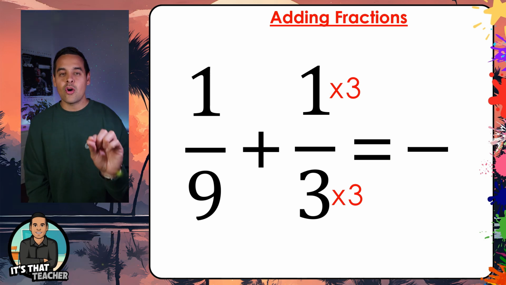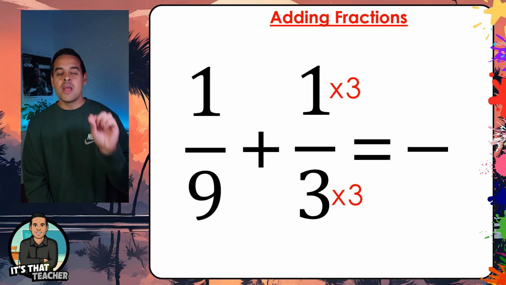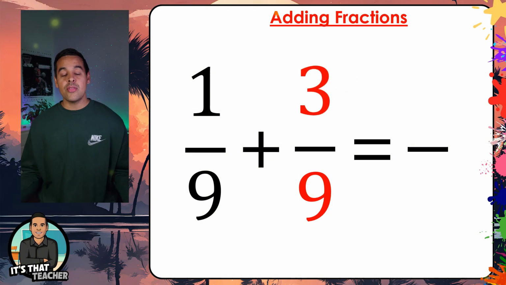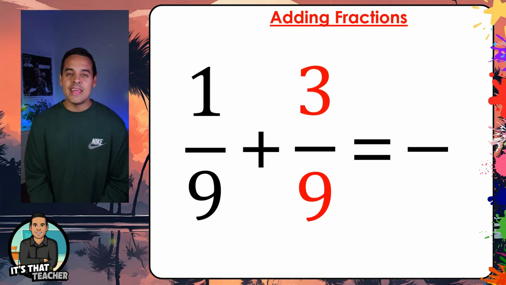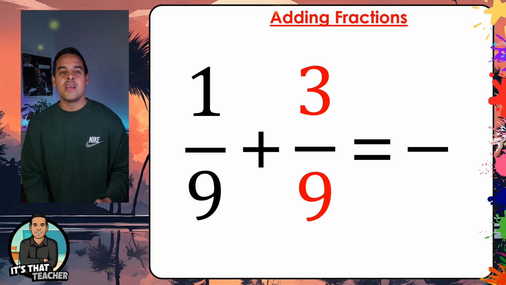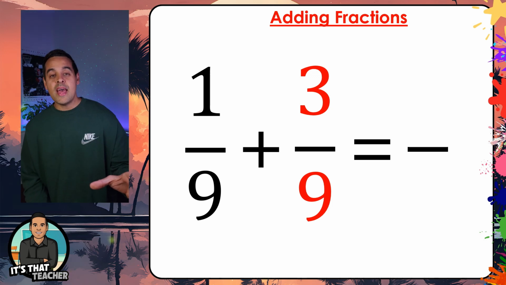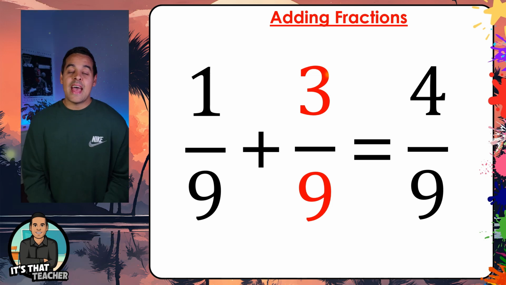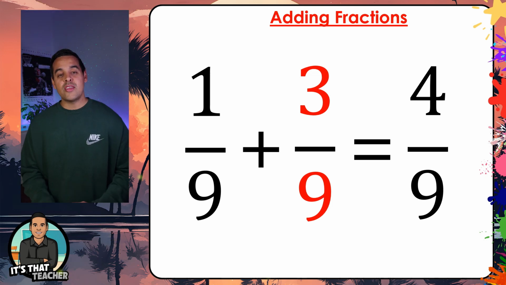So let's solve our multiplication questions here. 3 times 3 equals 9 and 1 times 3 equals 3. So our new fraction here is 3/9. So what we need to do now, we do not add the denominators. We only add the numerators. So we need to add 1 plus 3, that is going to give you 4. And our answer here to our question is 4/9.